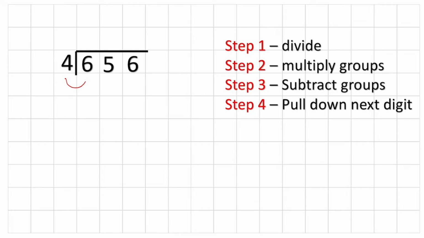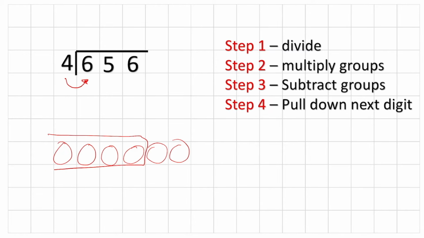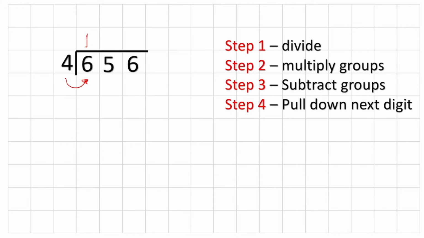So how many 4's are there in 6? Well, if I have 6 marbles, I can take one group away. I couldn't take another group because I haven't got a full group of 4. So I've got 1. But now when I do my multiplication to find out how many groups, we're going to get a slightly different result. So let's do it. 1 times 4 is 4. And that's going to leave me with 6 subtract 4 is 2.